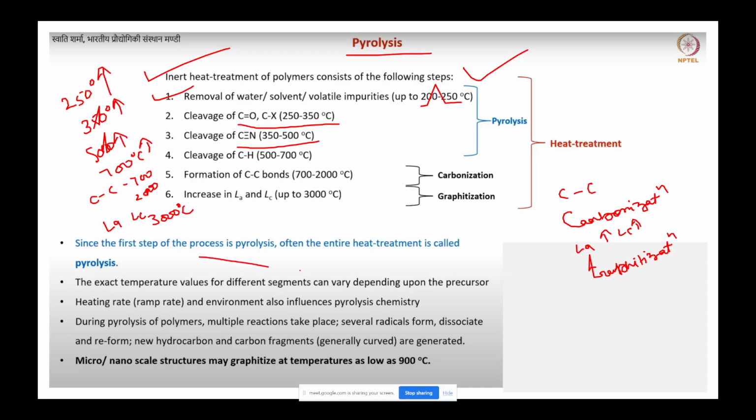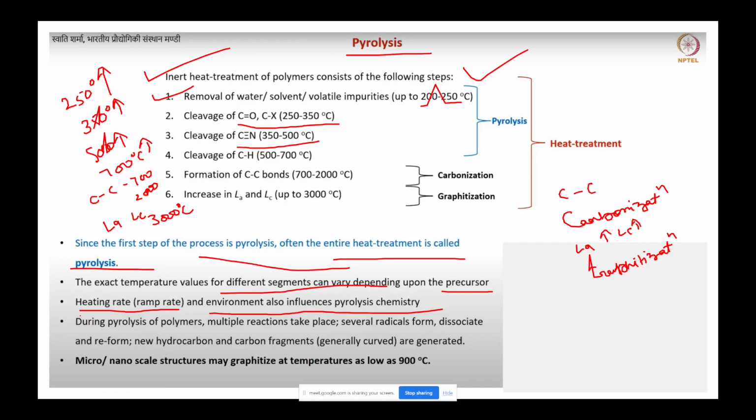Since the first step of the process is pyrolysis, often the entire heat treatment is called pyrolysis. So the exact temperature values for different segments can vary depending upon the precursors that we are using, the heating rate or ramp rate, that is, at what speed we are increasing the temperature, at what degrees centigrade per minute or per second we are applying, and the environment we are using also influences it, that is, the present gases, or if some inert gas is present, that also influences the polymer pyrolysis chemistry.